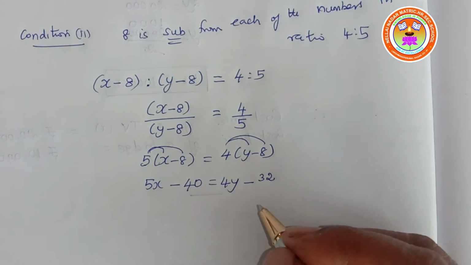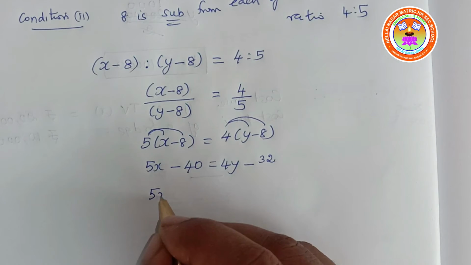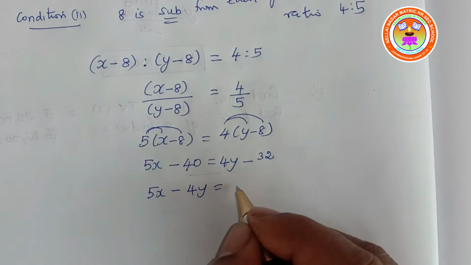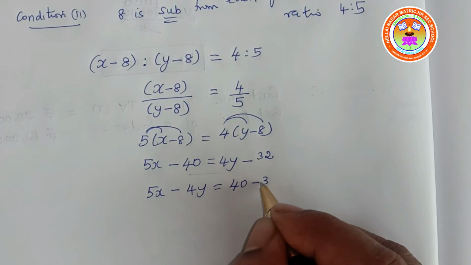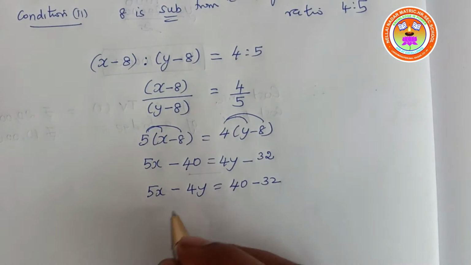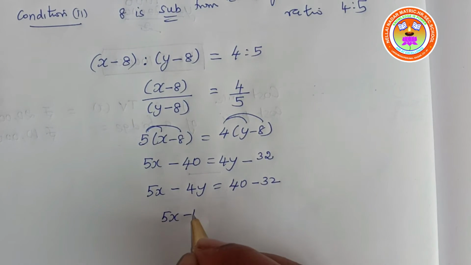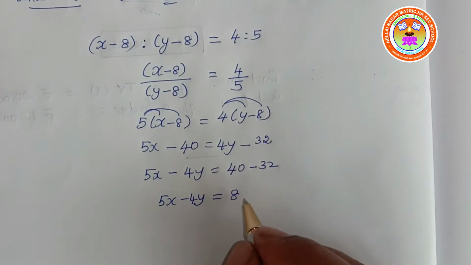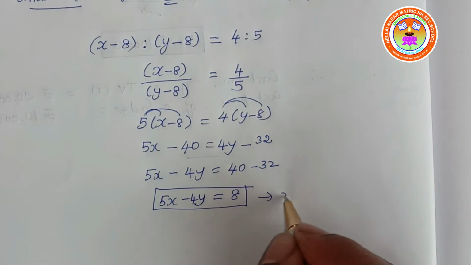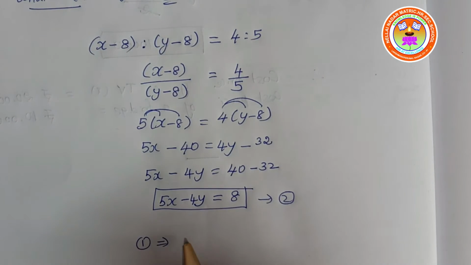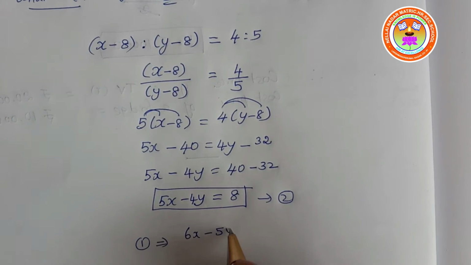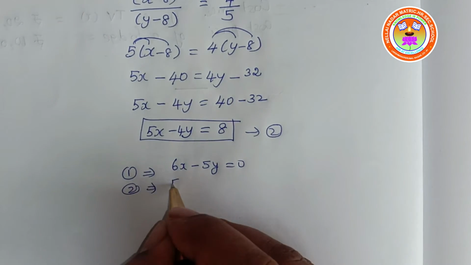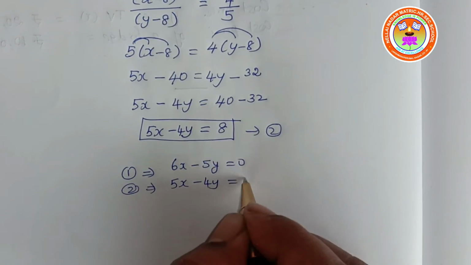It's clear, children. Now 5x, you transfer plus 4y to the other side, it becomes minus 4y, and minus 40 becomes plus 40 minus 32. So 5x minus 4y equal to 8. You consider this as equation number 2. Now equation 1 we found is 6x minus 5y equal to 0, and the second equation is 5x minus 4y equal to 8.